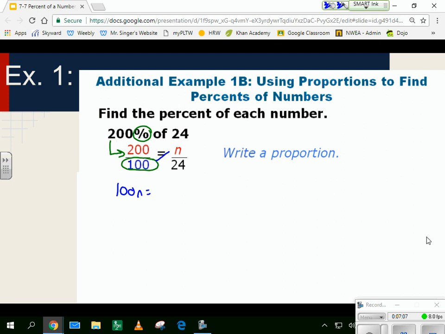And then 200 times 24, it looks like a really big number, but remember, what's 2 times 24? Well, 24 times 2 is 48. And then we just have to add the 2 zeros. Okay? Once we have that, remember we have to isolate the variable. So we have to divide both sides by 100 to get n alone. And when we do that, we're left with n here.